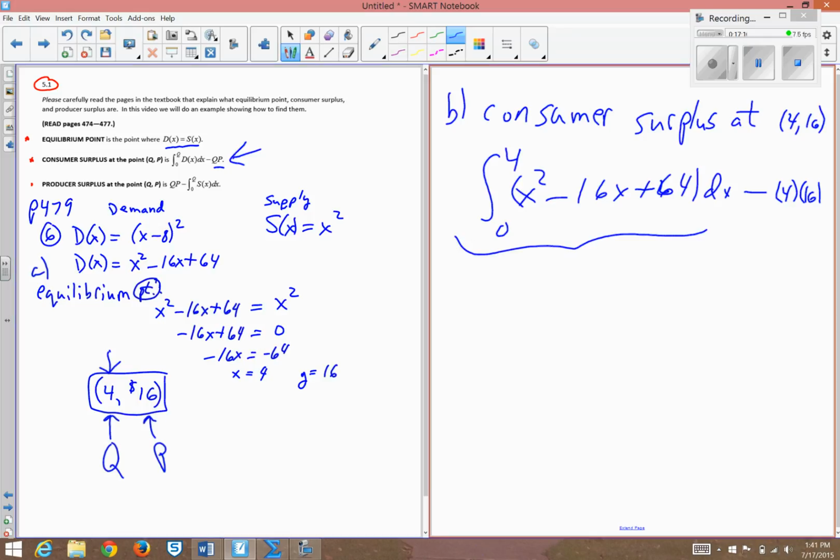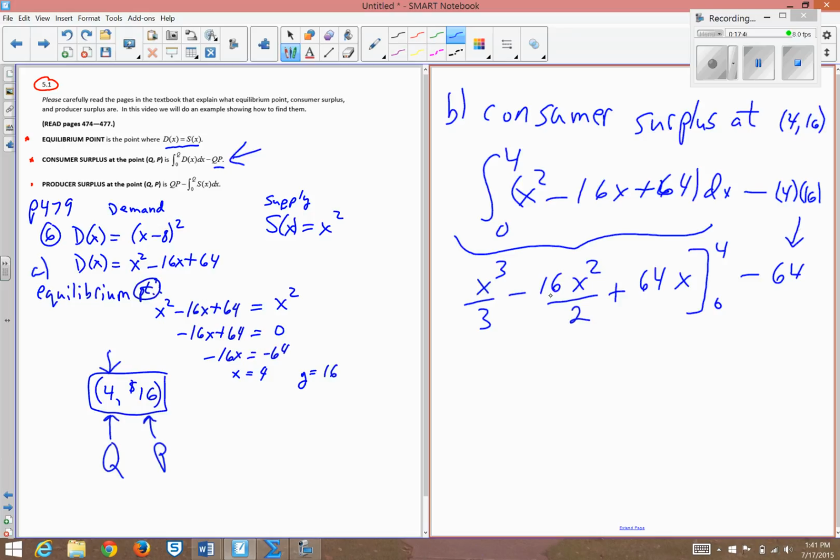So if we do this integration, the integral of x squared dx is x to the third over 3. Copy the minus, copy the 16. The integral of x dx is x squared over 2. Copy the plus, copy the 64. And the integral of dx is just x. Instead of writing plus c for this integral, we put a bracket with 4 and 0 attached. And then bring down this minus 64 because that's what 4 times 16 is.